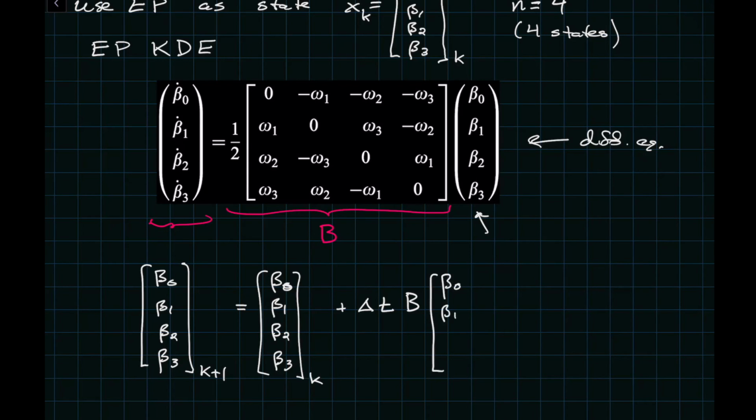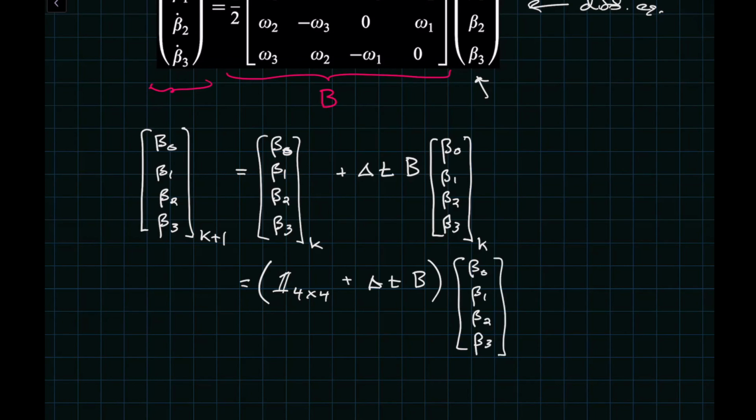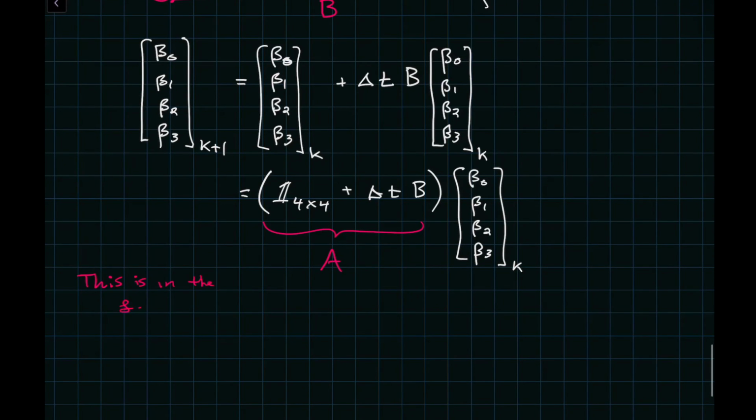Beta naught, beta 1, beta 2, beta 3 at time k. So I could summarize this as the 4x4 identity matrix plus delta t B, which is also a matrix, and this is all multiplying the state at time k. So this is our A matrix now. This is in the form x k plus 1 equals A x k.